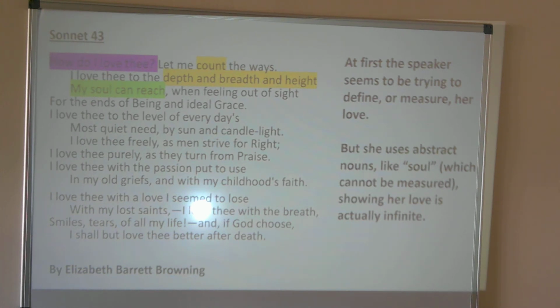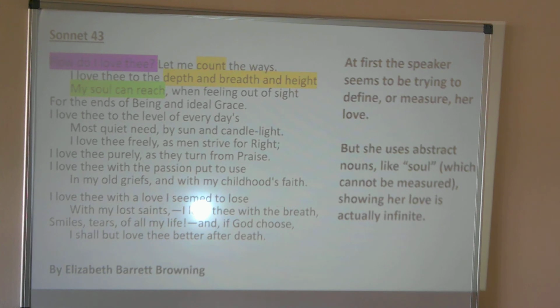However, in the green, you can see that she's going to use her soul as a way of measuring her love. Well, a soul is an abstract noun. You can't see a soul, you can't measure a soul. And what she's actually saying is that the size of her love, the extent of her love, is infinite.